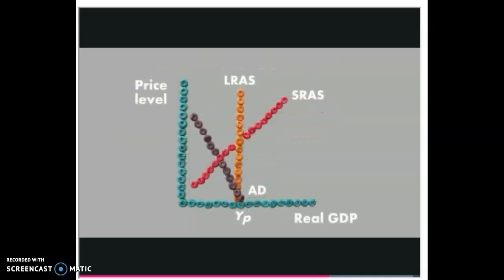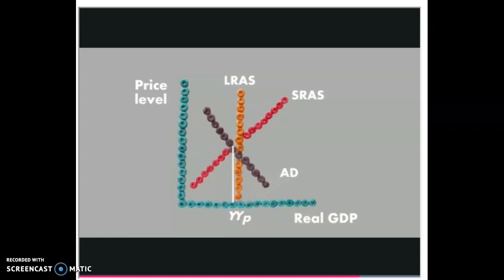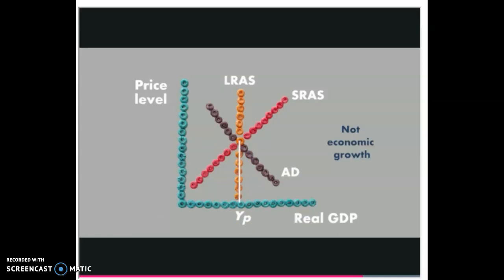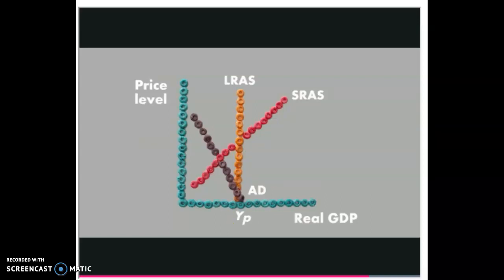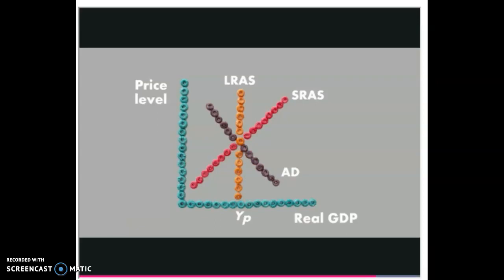The story of underutilized resources can be told with the aggregate demand and aggregate supply curves as well. If the short-run aggregate supply curve and the aggregate demand curve intersect to the left of the long-run aggregate supply curve, we have a recessionary gap equal to the distance between the current output and the potential output. If an increase in aggregate demand increases the equilibrium output level, that is not economic growth because the potential output level has not changed.